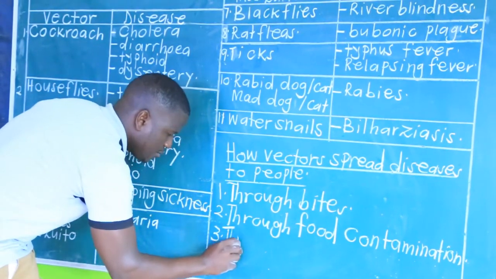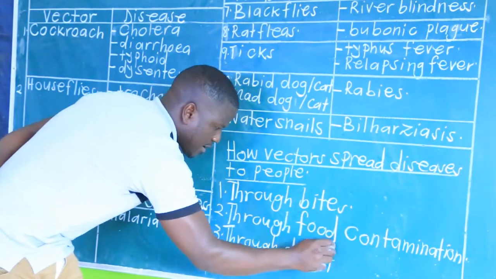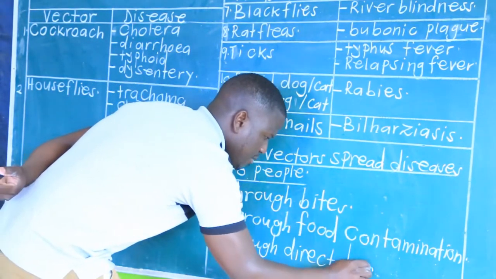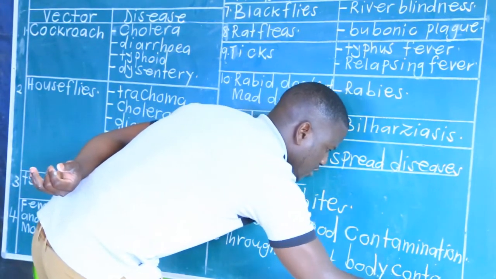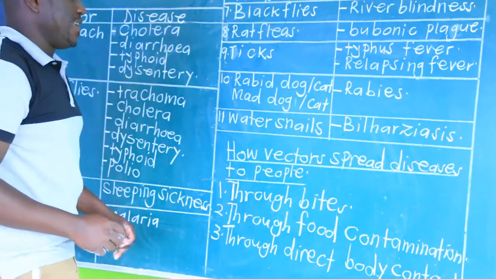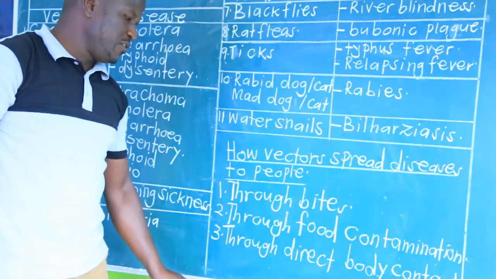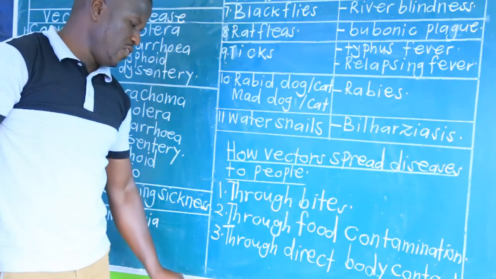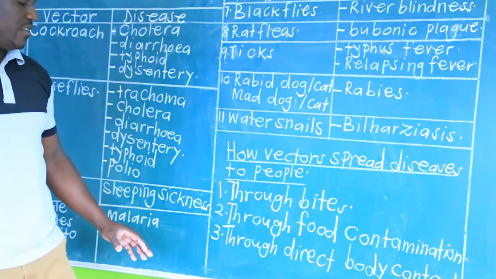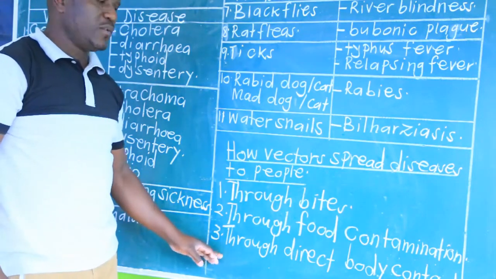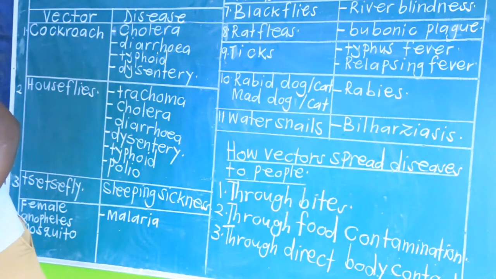Through direct body contact. There are vectors that, when they come into direct body contact with you, you get diseases. For example, houseflies. When a housefly falls into your eyes, you get a disease called trachoma.